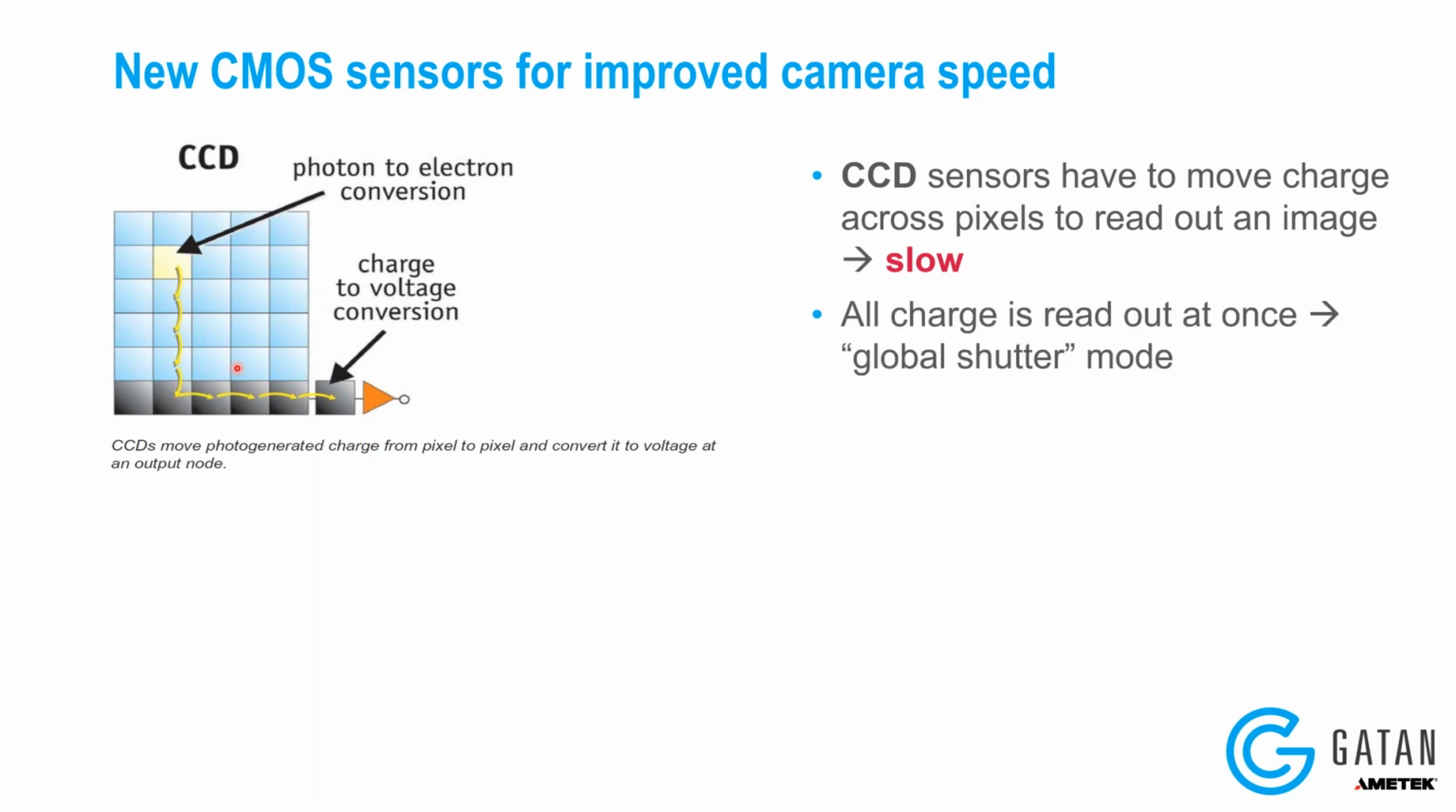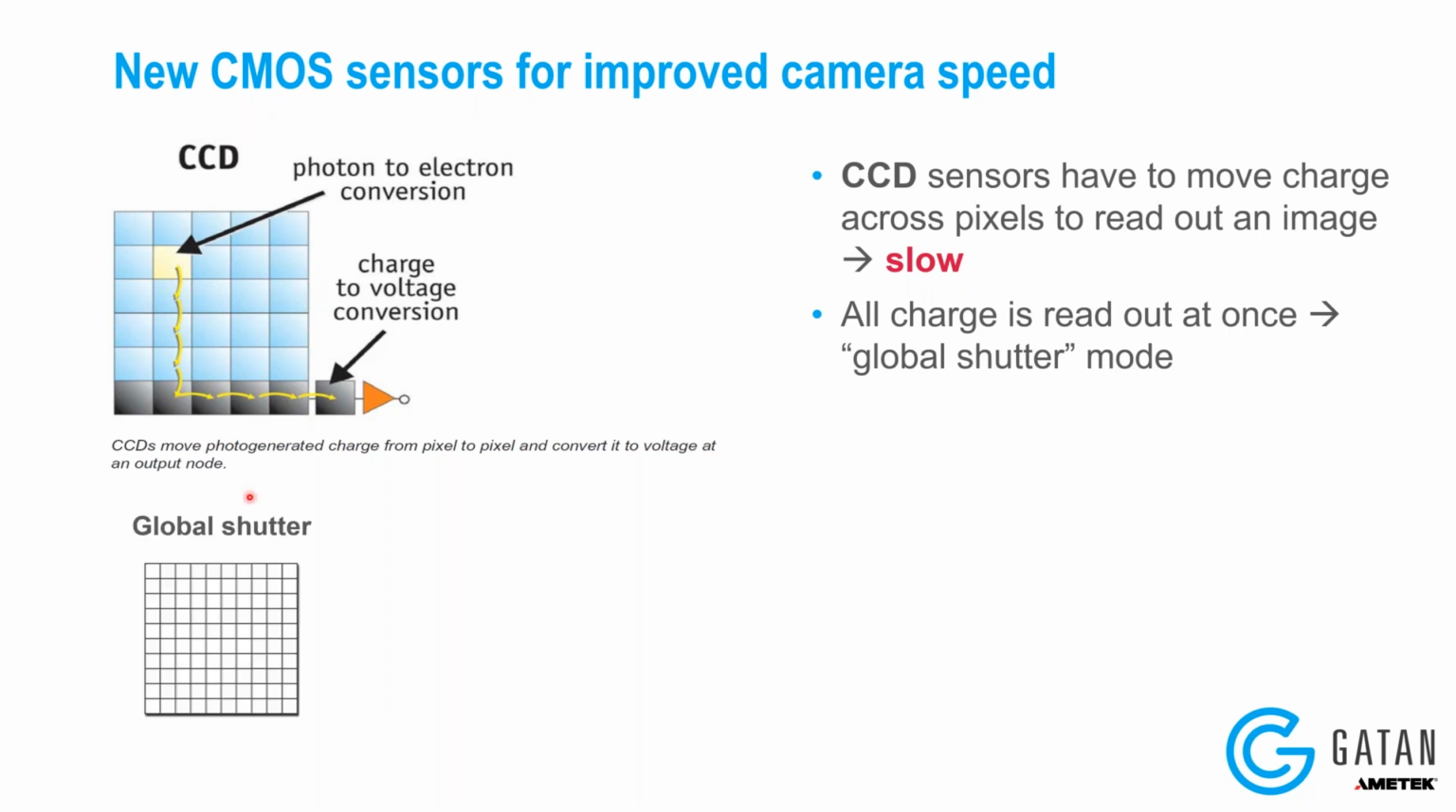And so the idea is that moving all this charge around across the full area of the sensor was a slow process. Normally with a CCD sensor, when you read out the signal from the camera, it operated in what's called a global shutter mode, which some people may have heard of. The idea being that the entire sensor area gets read out at once after all of the charge from the pixels gets moved to the readout area of the sensor.